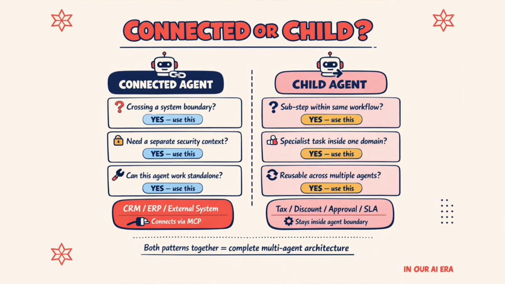So firstly, we have a table. Are you crossing a system boundary? Yes or no? If so, then it's a connected agent. Are these sub steps within the same workflow? Then it's a child agent. Is it the same team and the same system? Then it's also a child agent. So you could see all of these metrics in our example there.